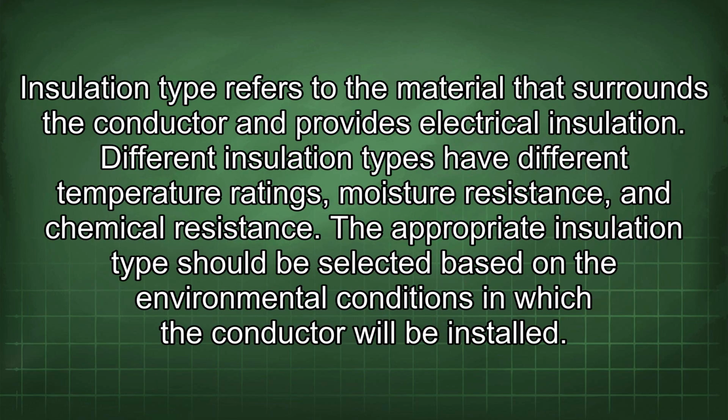Insulation type refers to the material that surrounds the conductor and provides electrical insulation. Different insulation types have different temperature ratings, moisture resistance, and chemical resistance. The appropriate insulation type should be selected based on the environmental conditions in which the conductor will be installed.